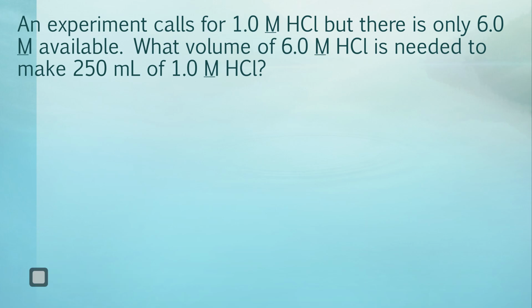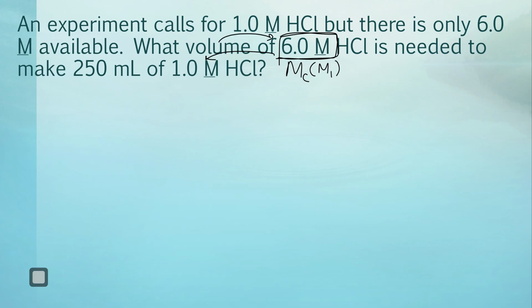So it says an experiment calls for 1 molar of HCl, but there's only 6 molar available. What volume of 6 molar HCl is needed to make 250 milliliters of 1 molar HCl? So what I have here is, again, if we read for context, it basically says I'm starting with this 6 molar HCl, and I want to change it to 1 molar. So 6 molar is my concentrated molarity. That would be my M1 if you want, or MC. It's asking for what volume of this do you need.